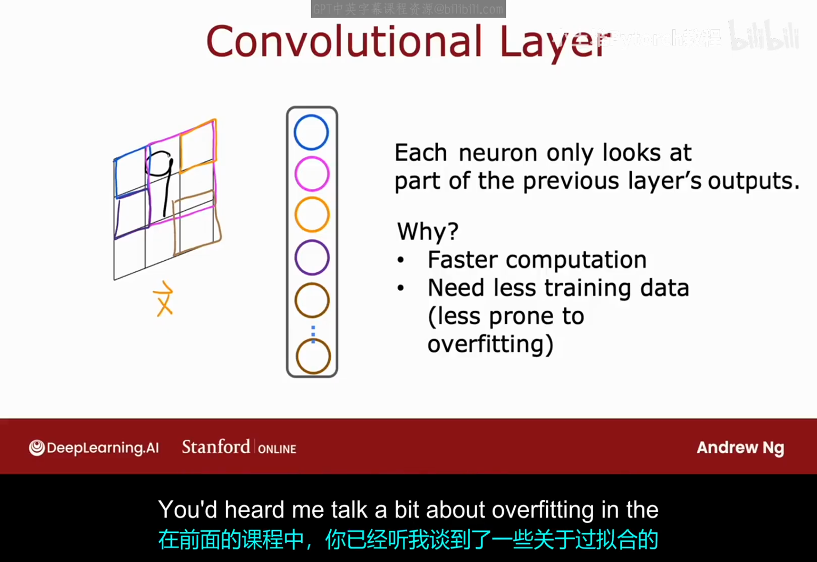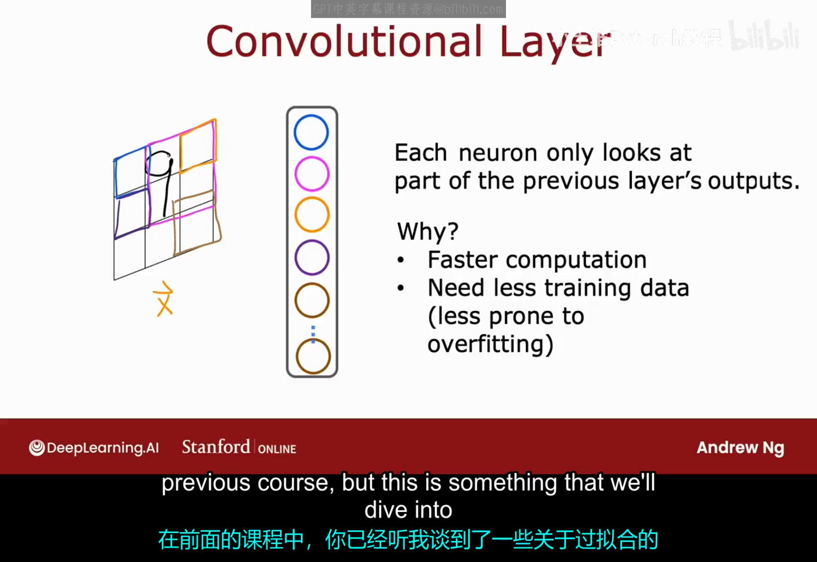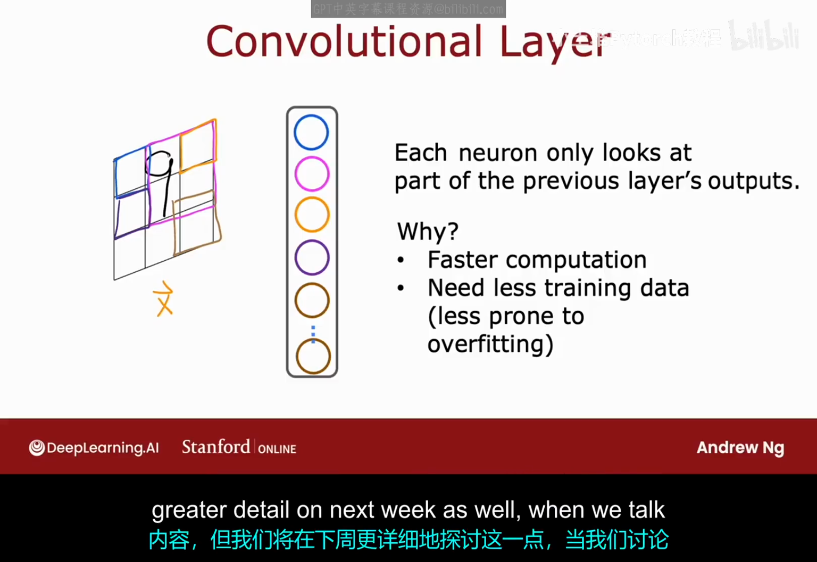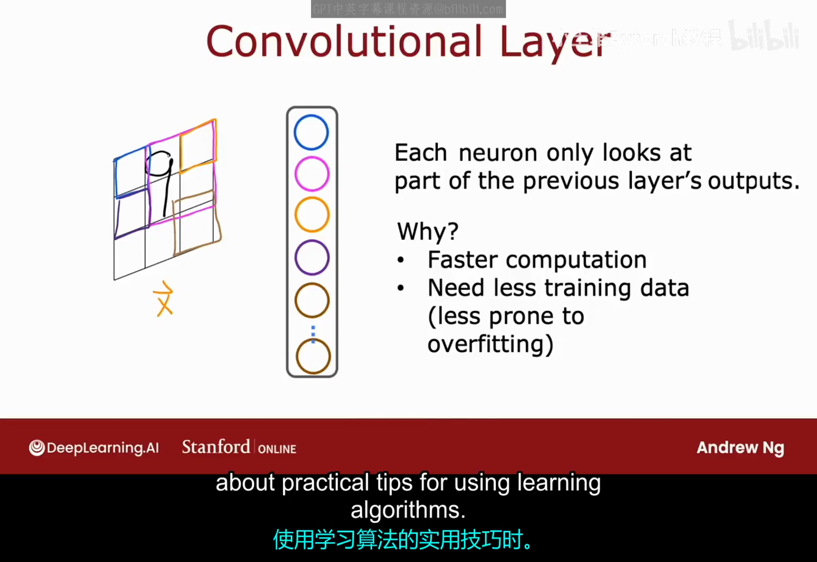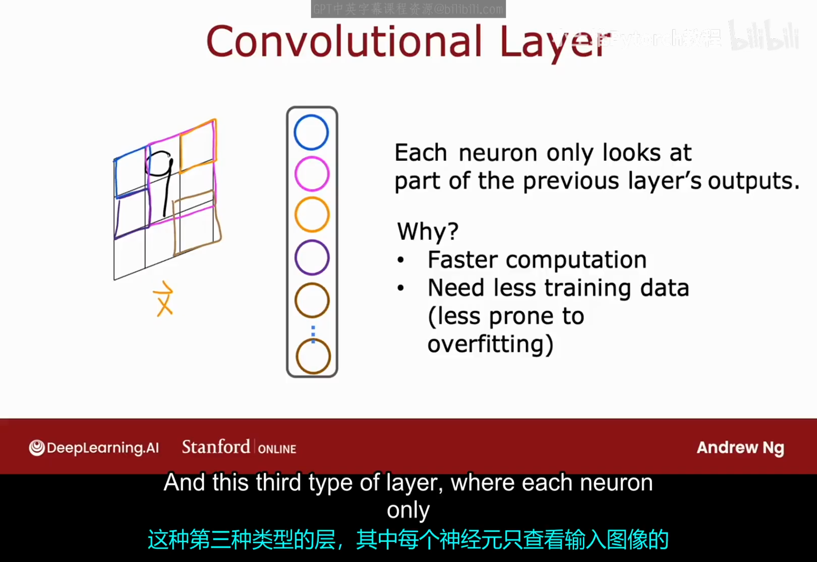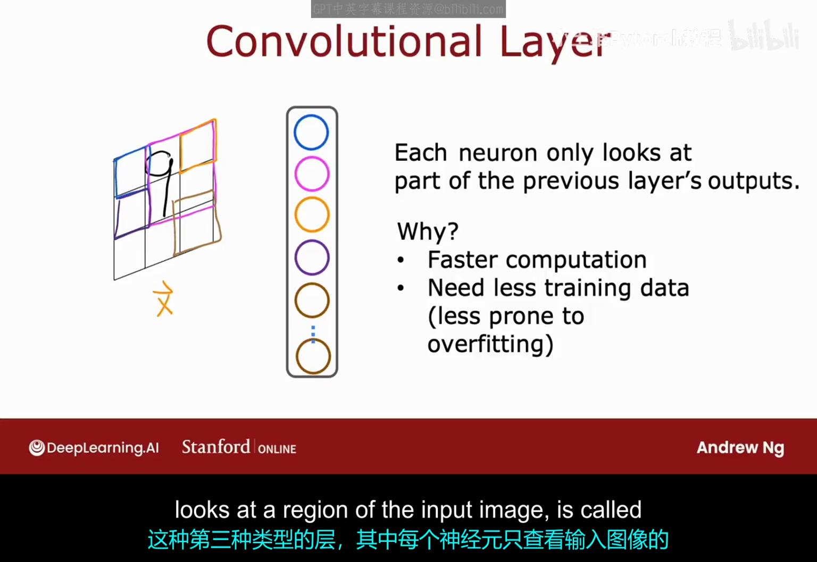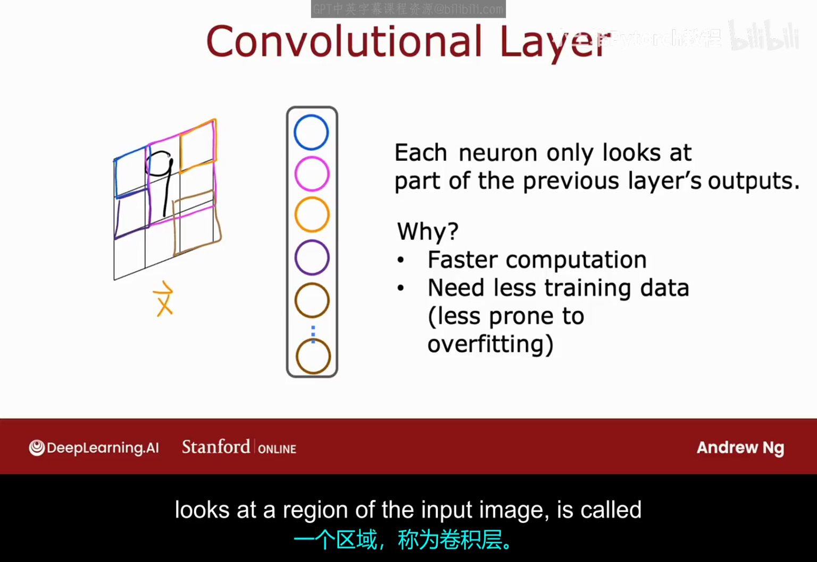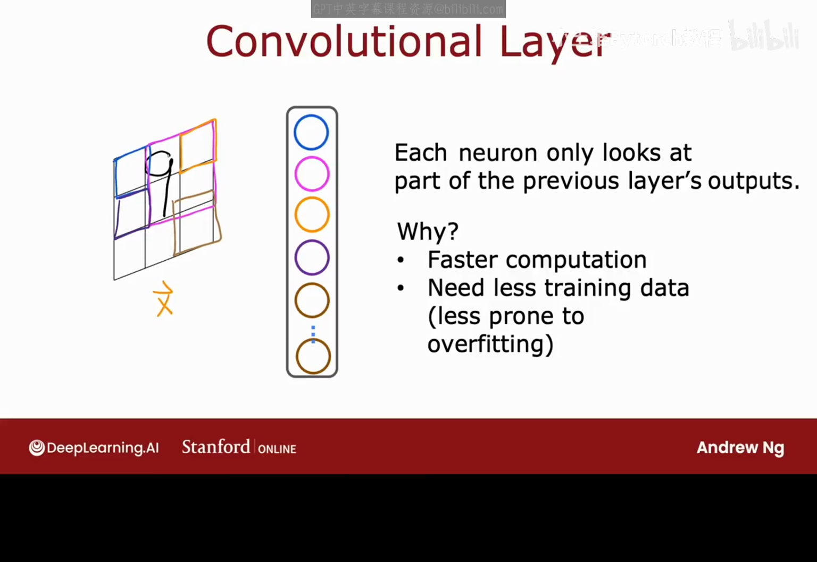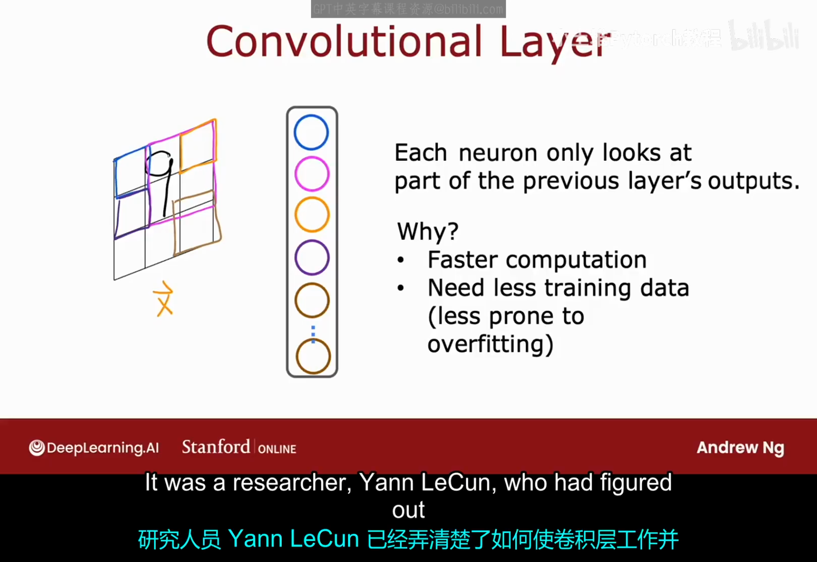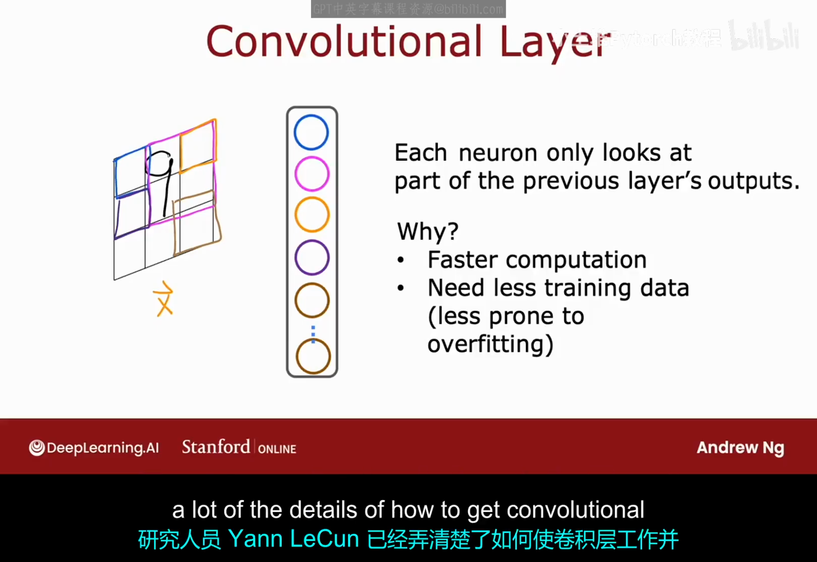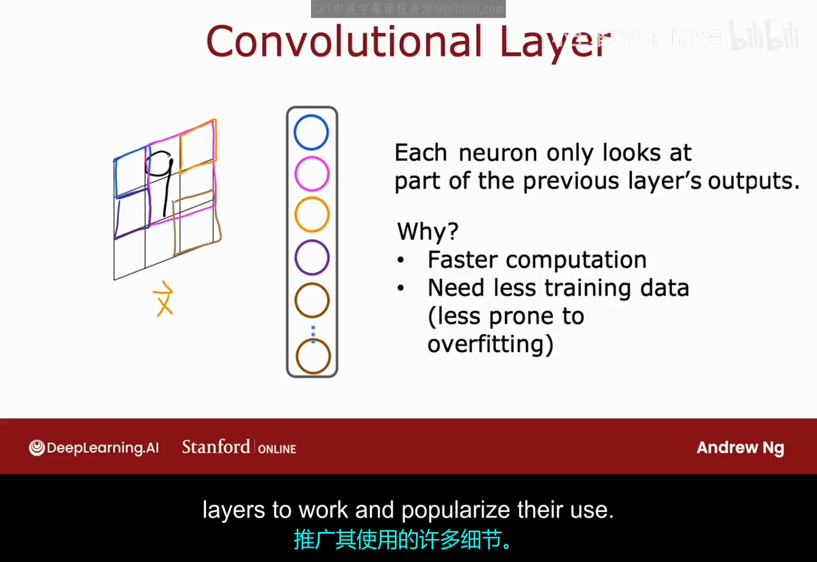You've heard me talk a bit about overfitting in the previous course, but this is something that we'll dive into in greater detail next week as well, when we talk about practical tips for using learning algorithms. And this particular type of layer, where each neuron only looks at a region of the input image, is called a convolutional layer. It was a researcher, Yann LeCun, who had figured out a lot of the details of how to get convolutional layers to work and popularized their use.